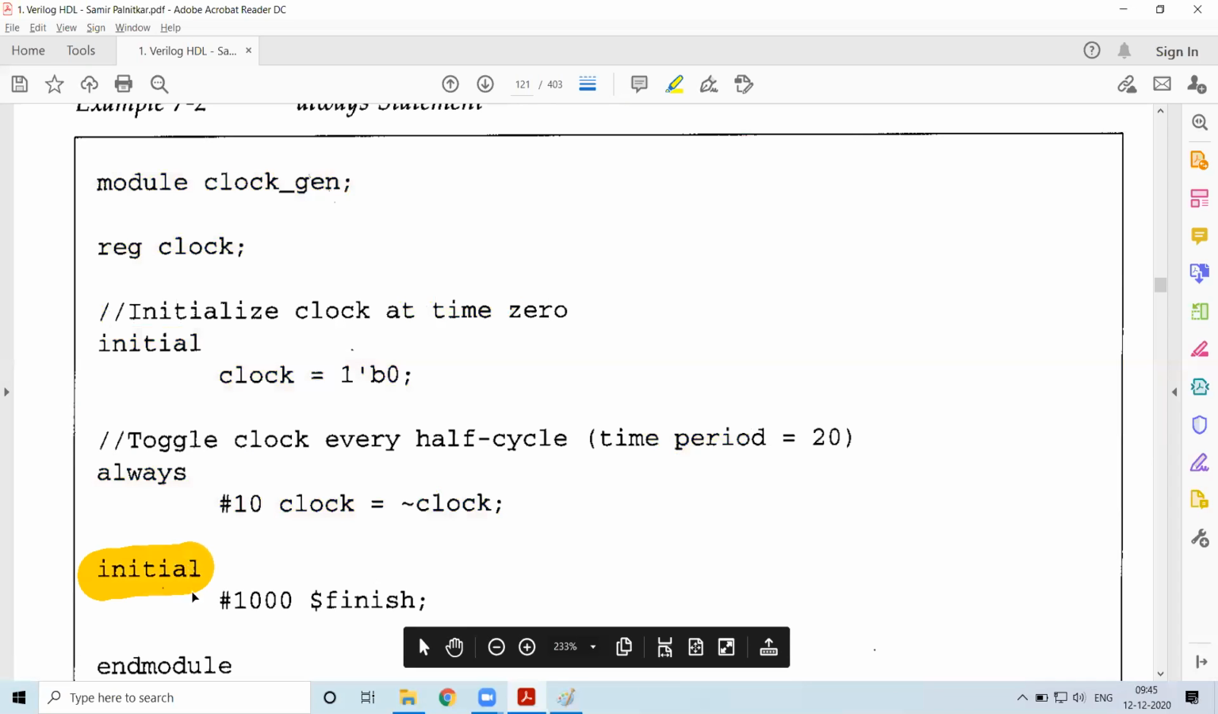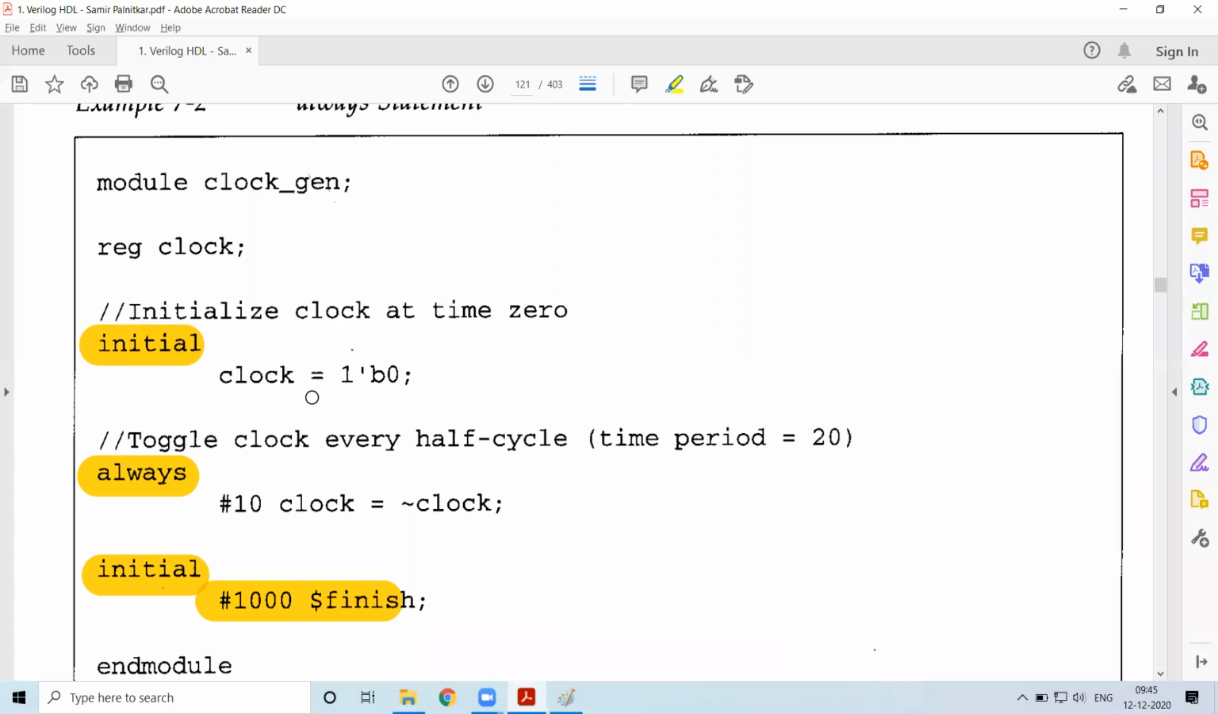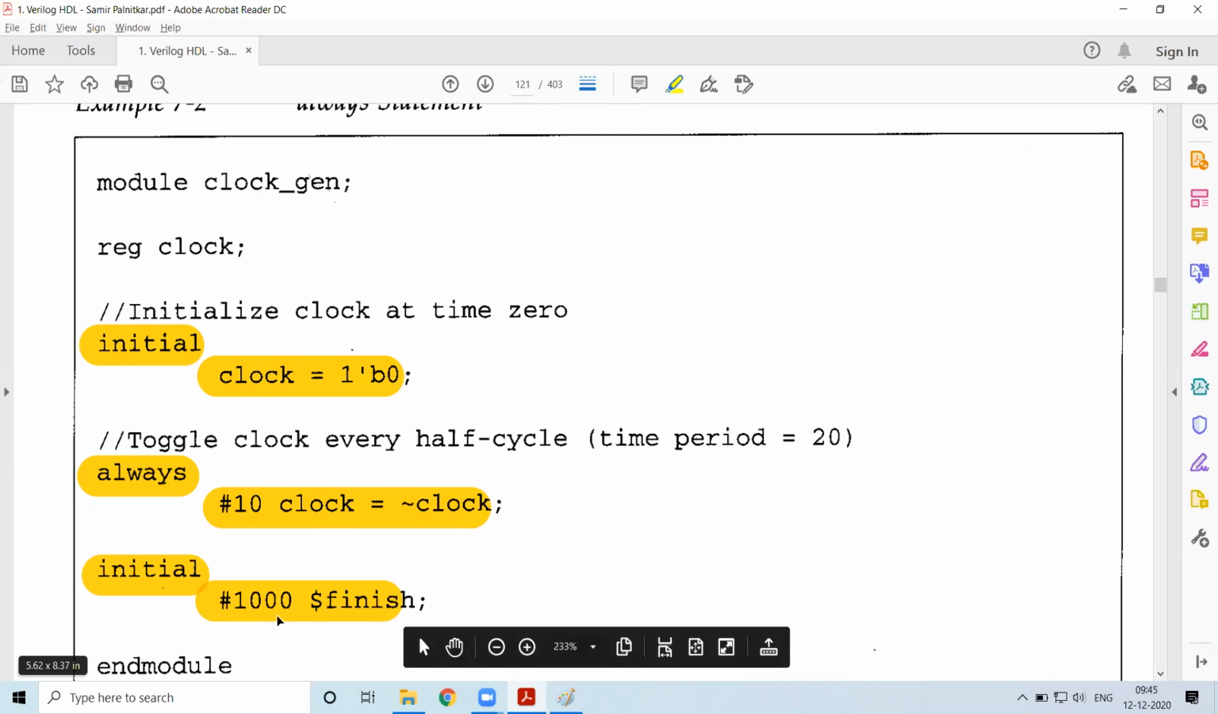There is another initial block in which only one statement is there: after 1000 time units, you execute the task finish. This also starts at time t equal to 0. So at time 0, clock is assigned 0, and after every 10 time units this is continued. This will continue up to the 1000th time unit, because at 1000, this statement gets executed, that is 0 plus 1000, and the finish task will be executed.